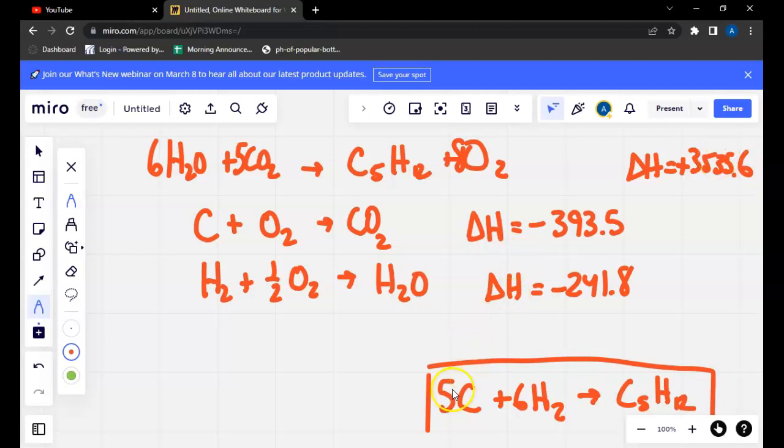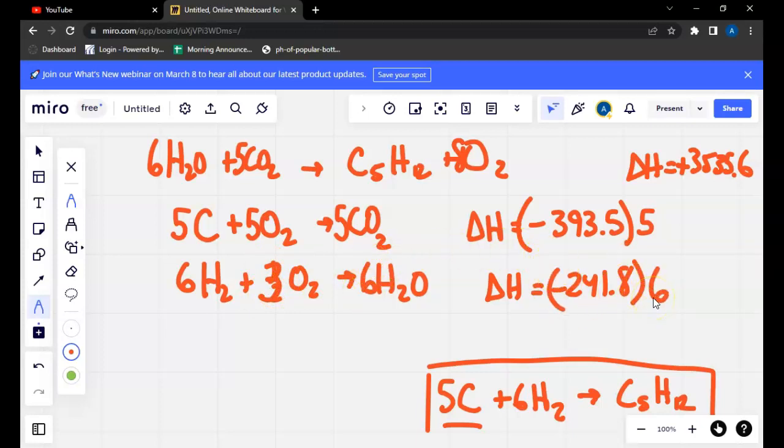We also need the numbers to match up. So what I can do to get 5C, I can multiply this whole equation by 5, make it 5C plus 5O2 gives me 5CO2. Now I can multiply negative 393.5 by 5. And I can do the same for the H2. I can multiply everything by 6. So this becomes 3. This becomes 6, and now I can multiply that delta H by 6. So let's see if everything cancels out.